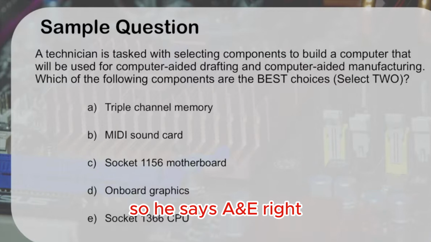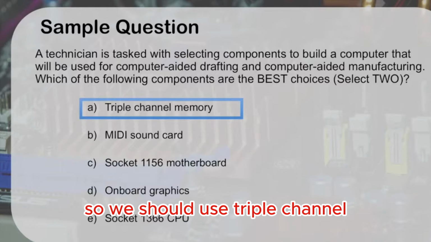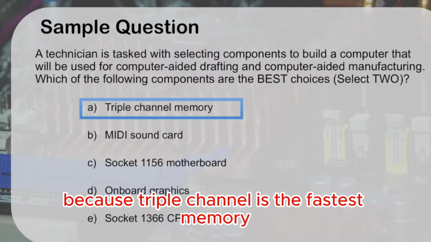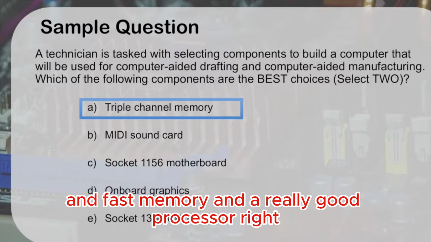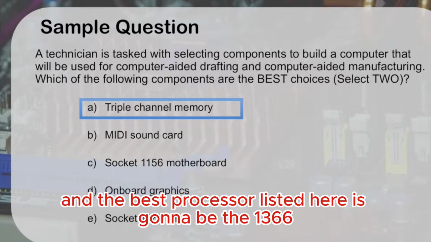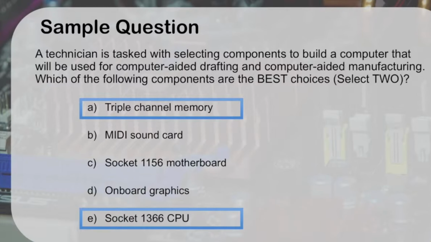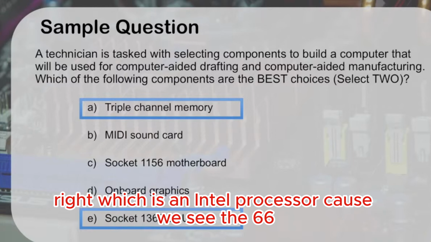So he said that's A and E, right? So we should use triple channel because triple channel is the fastest memory. We said computer-aided drafting and manufacturing needs lots of memory and fast memory and a really good processor, right? And the best processor listed here is going to be the 1366, right? Which is an Intel processor because we see the 66.